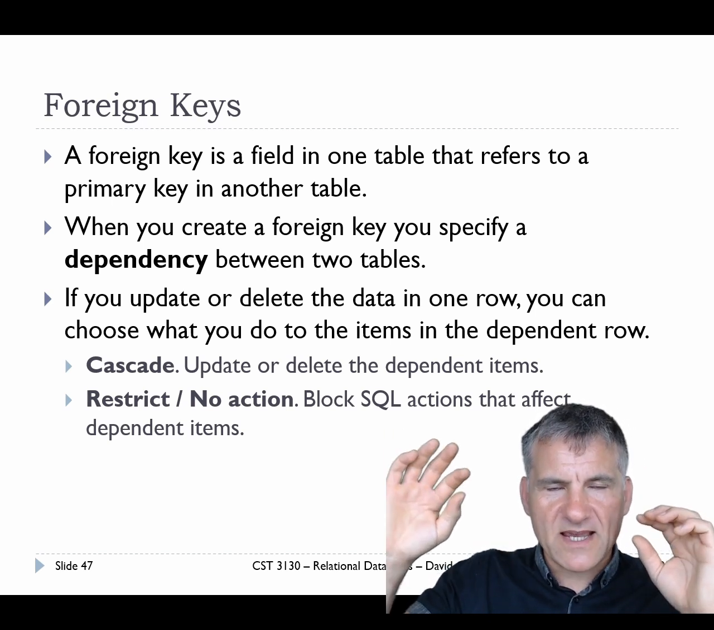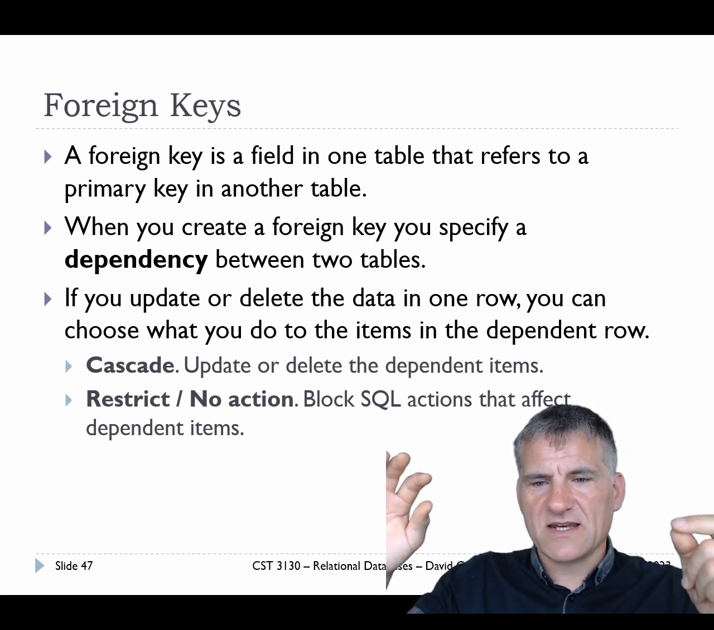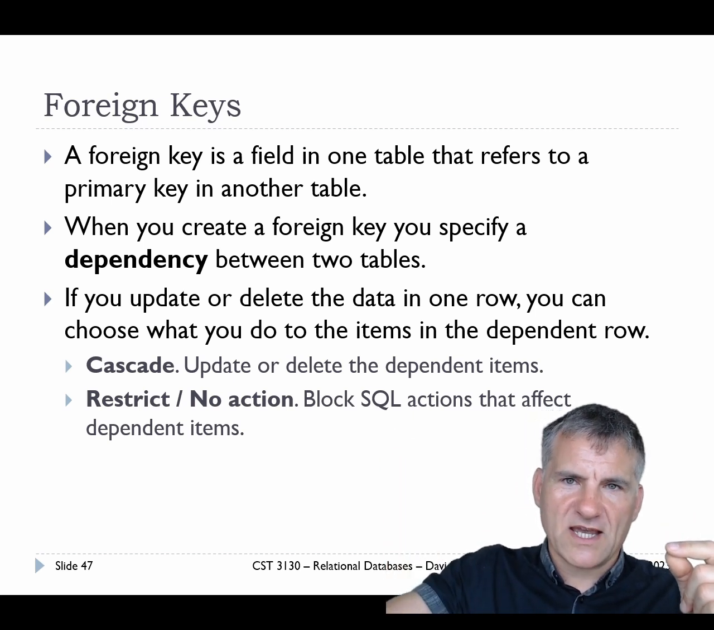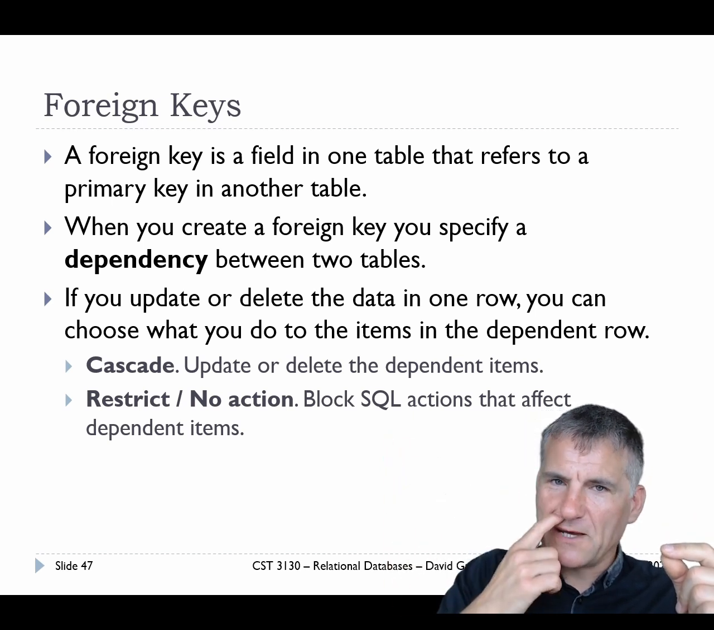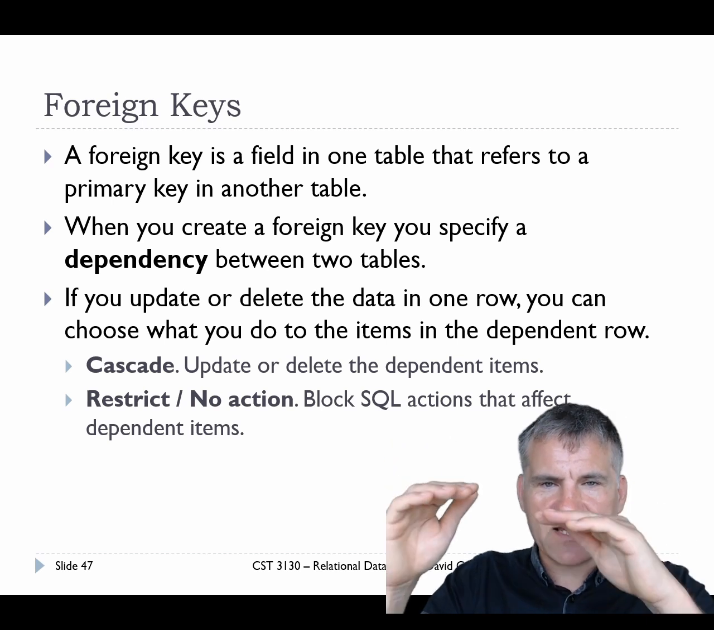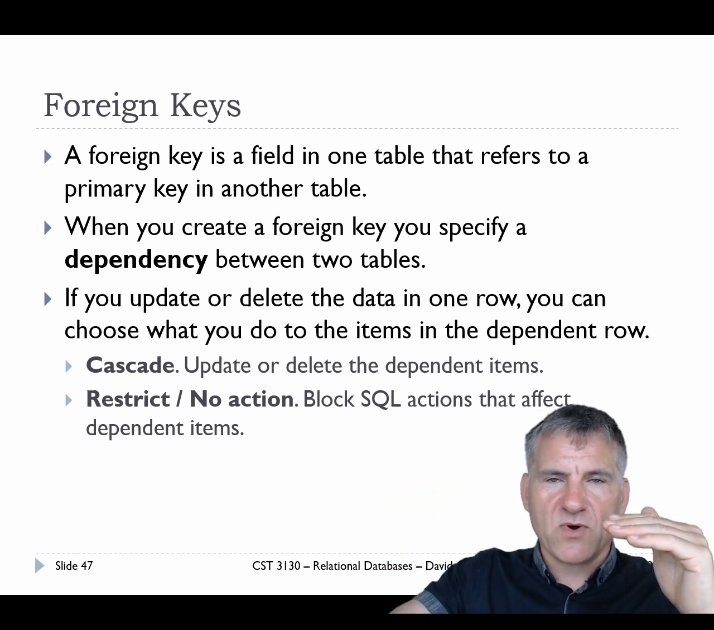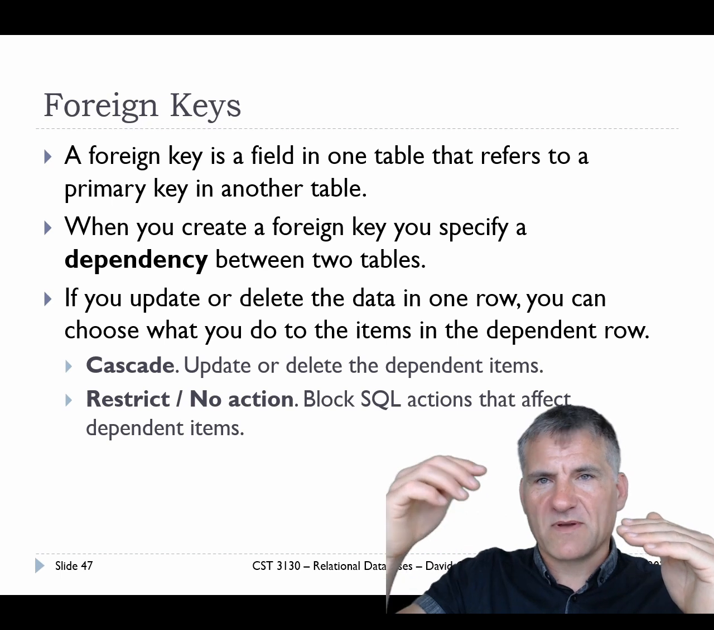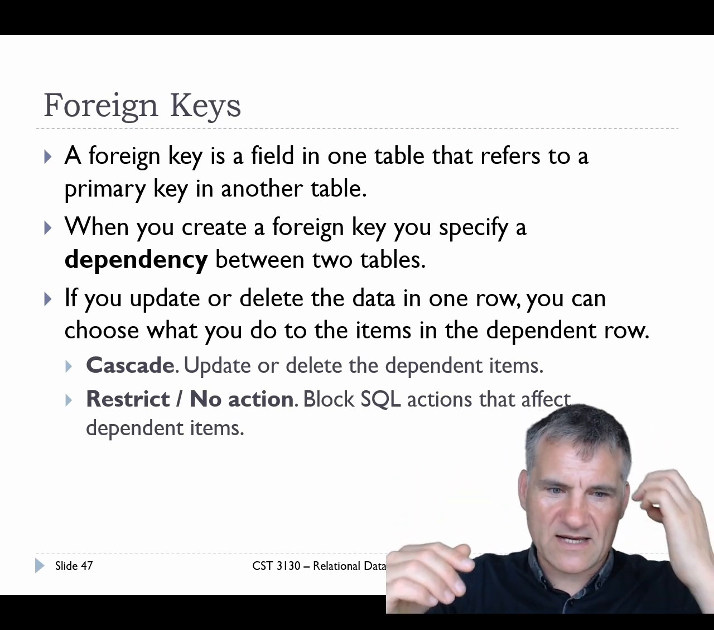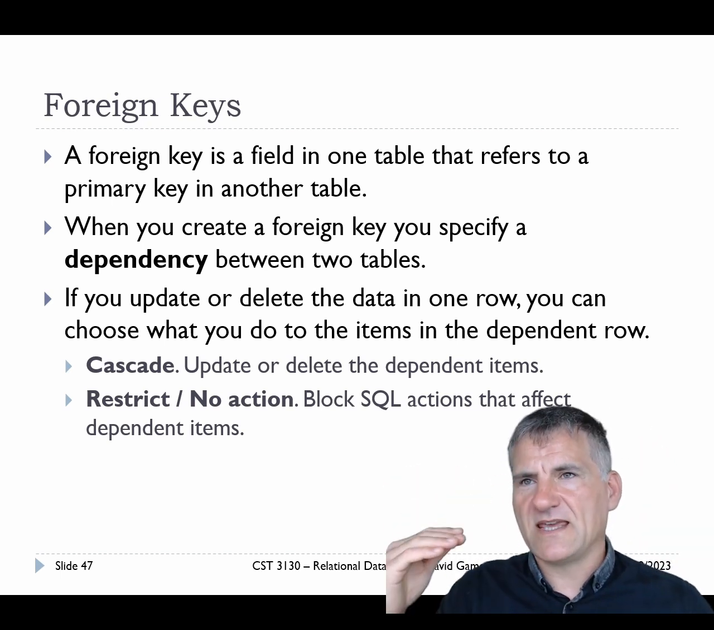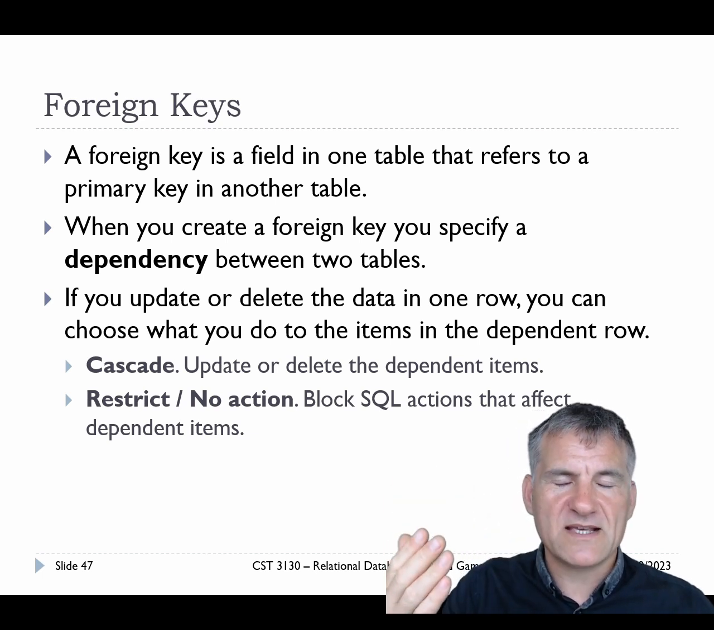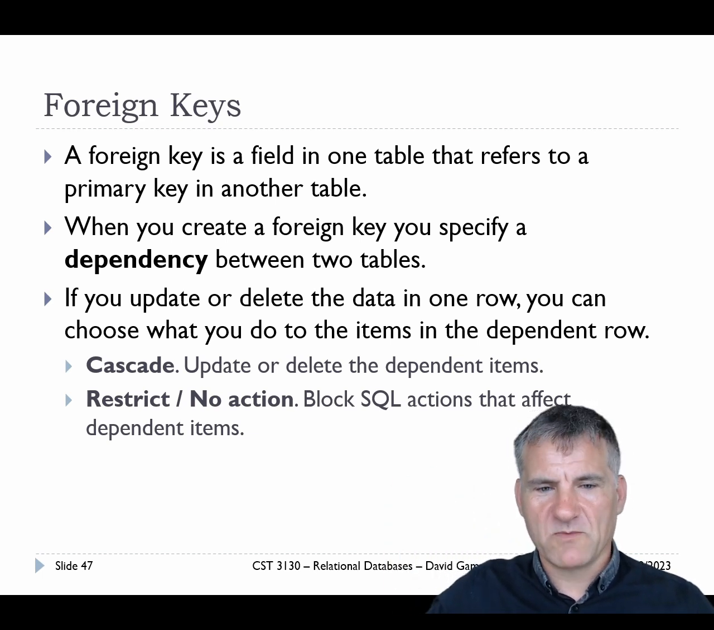And then obviously to maintain consistency, if we're updating or deleting data in one row, we might need to change the other row as well, or check that other row exists. So if I delete a row that's being pointed to by another row, then I need to make a decision on how we handle that. If I delete, for example, a customer from my database, I might want to delete all the orders associated with that customer.